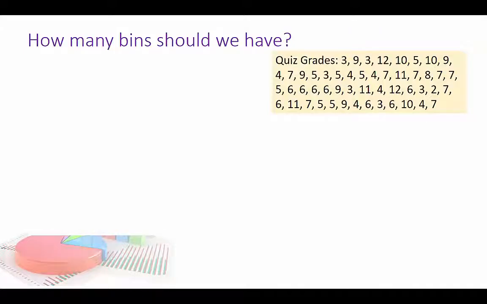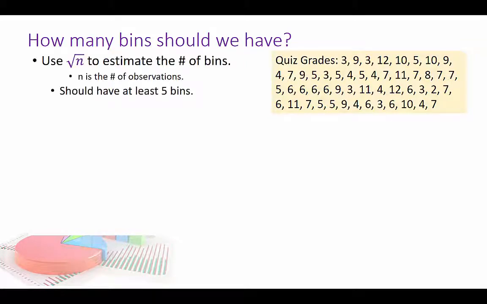So in the example that I just did, I told you to go ahead and have it 7 bins. So how many bins should we have? Well, basically we use the square root of n to estimate the number of bins, where n is the number of observations or data points. Any histogram should have at least 5 bins to give it some shape.